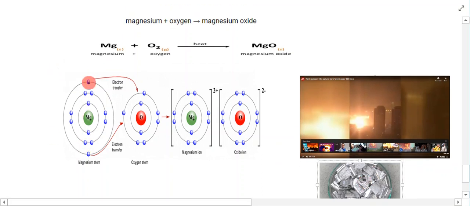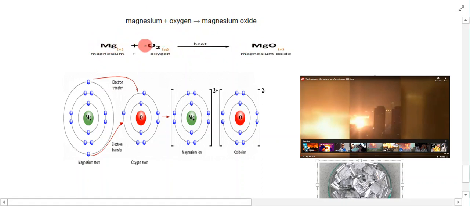So let's have a look. What we're looking at here is just the chemical formula. You have magnesium plus oxygen gives you what's called magnesium oxide. That's basically where the magnesium atom and the oxygen molecule combine together to form magnesium oxide. So this is just a simple chemical formula. Here it's a little bit more complicated, but it's the same thing, just with a little bit more detail.